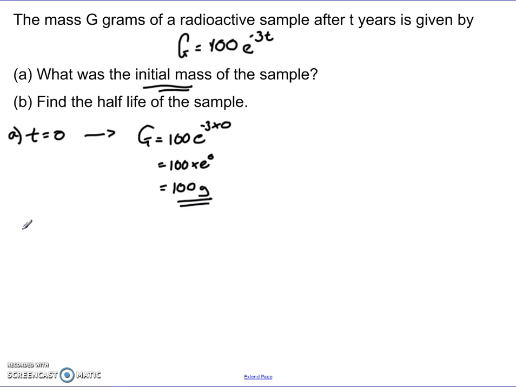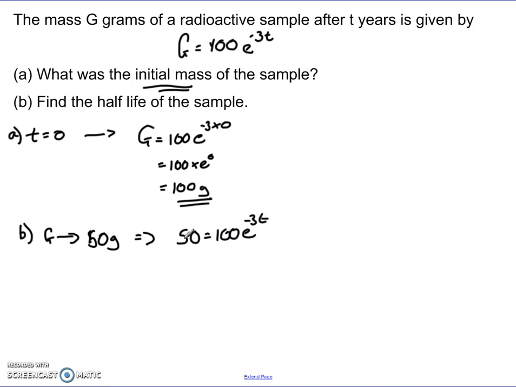Now the second part is find the half-life of the radioactive substance. Half-life is the time at which g is half of what it initially started at. So if we know that initially g was 100, we know that the half-life is when g becomes 50 grams. So we know it's the time it takes to get the mass down to 50 grams left of what we had at the start. So what we can then do is substitute that in here and find out what t is by solving that equation. So 50 equals 100 e to the negative 3t.